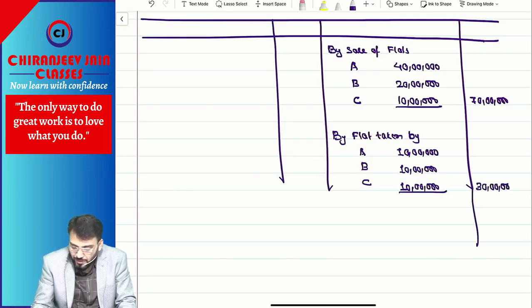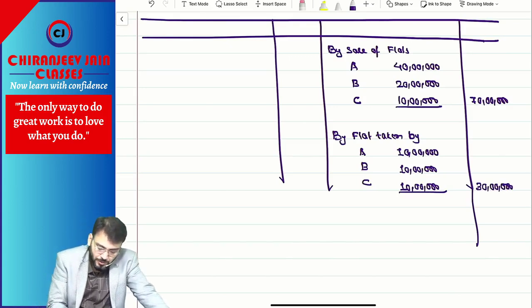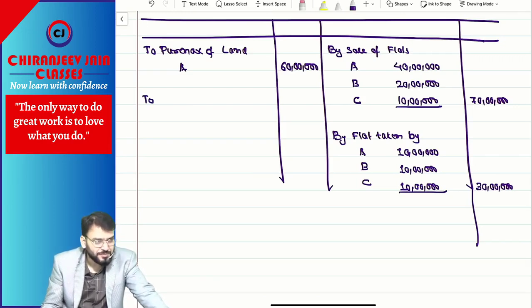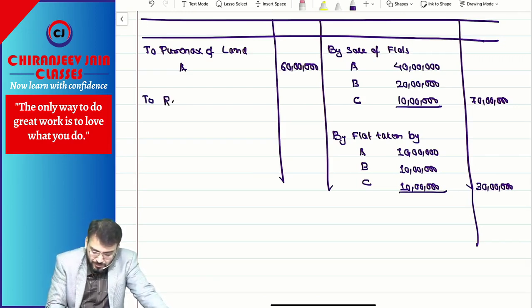Income recorded. Now let us come to the expenses one by one. To purchase of land. Who has purchased? Only A's name will come. How much? 60 lakh. Then A has also incurred one expense. What is the expense? Registration fee. A has paid how much?